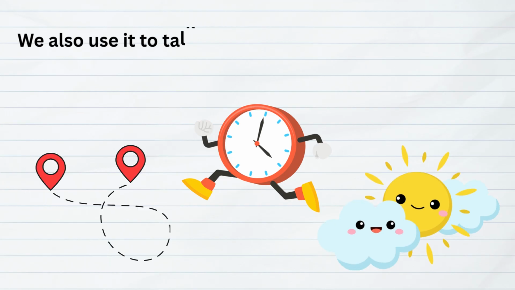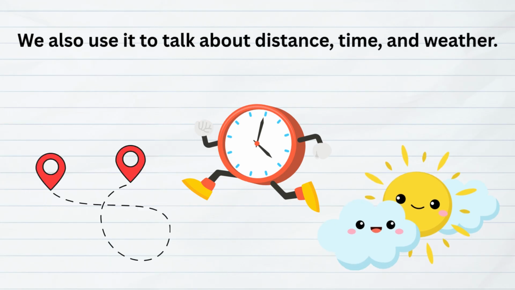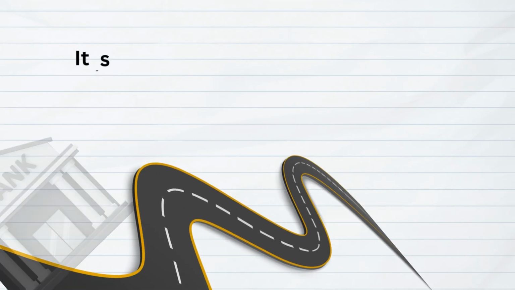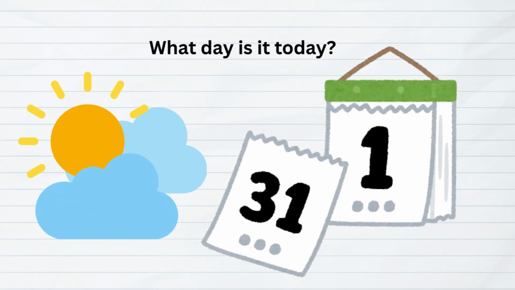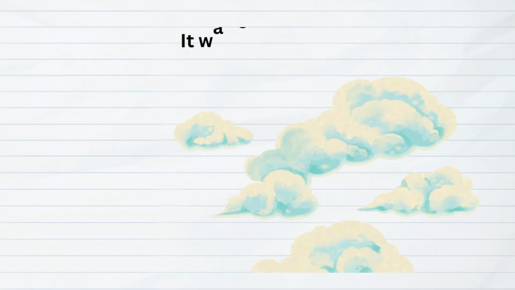We also use it to talk about distance, time, and weather. Some example sentences are: 1. It is a long way from here to the bank. 2. What day is it today? 3. It was cloudy. So remember, it talks about something specific, and there tells us that something exists.